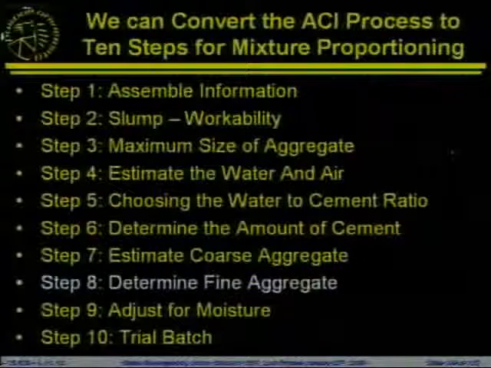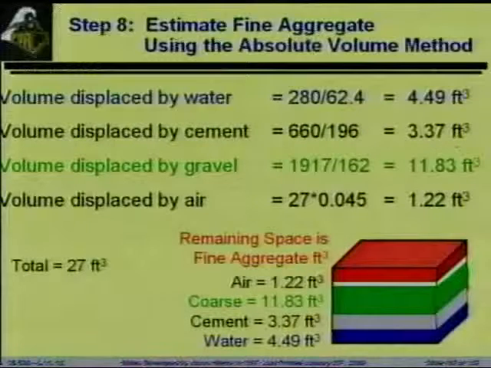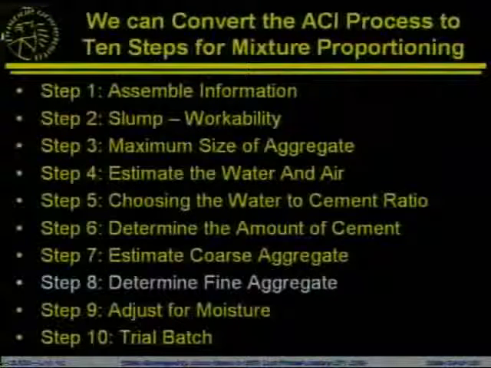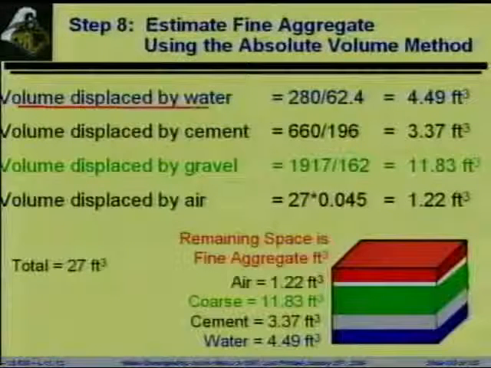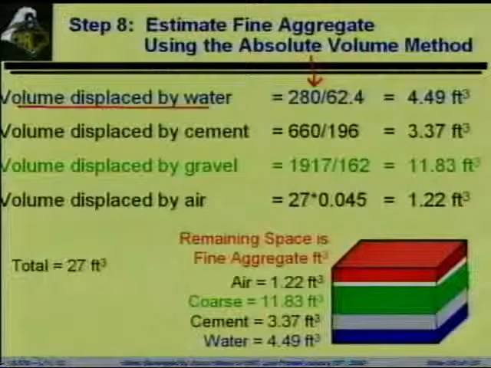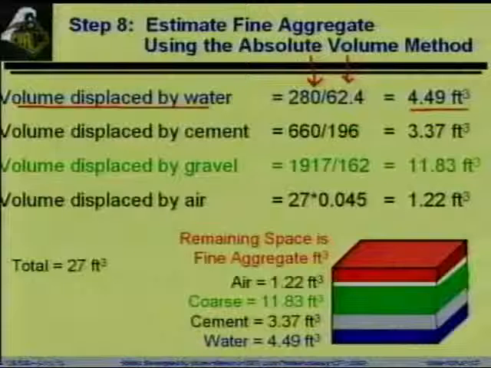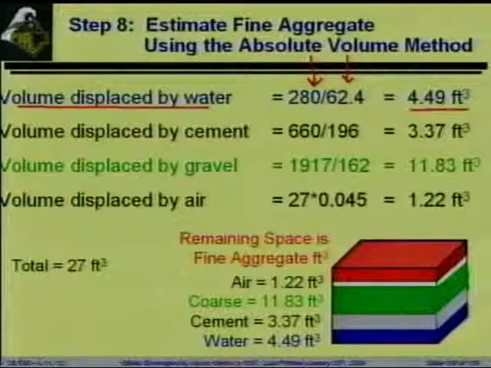I can now go ahead and start to determine the fine aggregate. And this is really where we start to get into accounting. We are going to take our simple example that we saw before and start accounting for the different volumes. So we have the volume displaced by water in our overall system. We said that the weight of water was going to be 280 pounds per cubic yard. We've got our densities of water, and we can convert that over. We now have 4.49 cubic feet of an overall yard of concrete that is water.